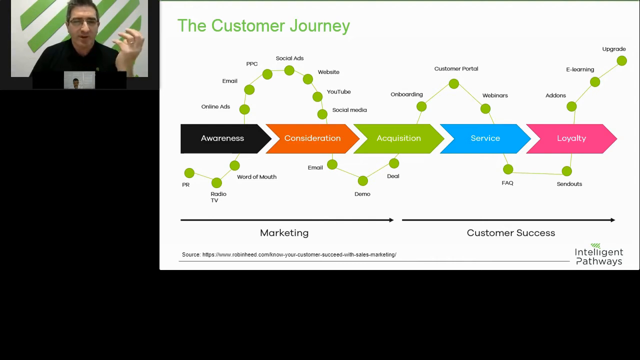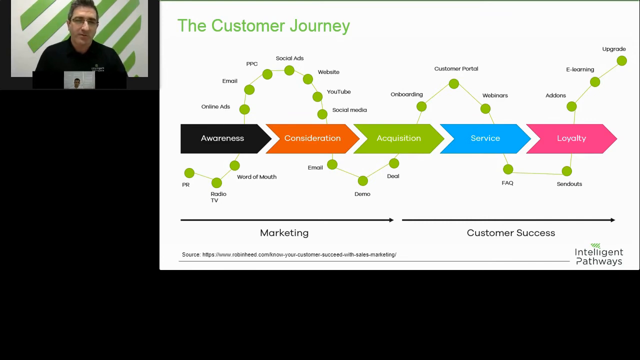Oftentimes it starts with the customer just having an awareness that they have a need, then going through a consideration phase, which is well prior to any form of acquisition phase. I think we're very familiar with how to service a customer and the strong processes involved there. And then to some extent, loyalty. This is represented linearly, but clearly there are a lot of cycle loops involved in this journey.